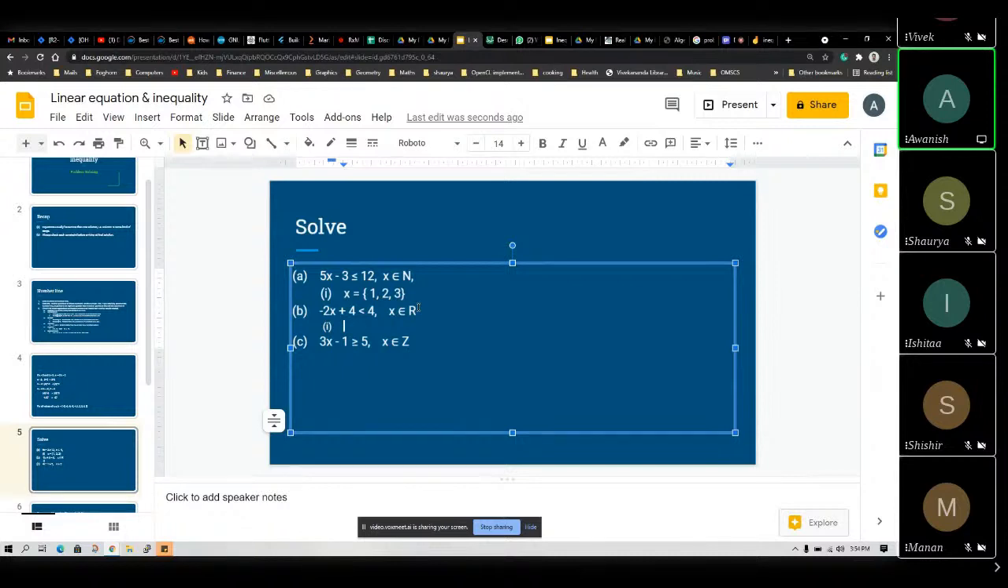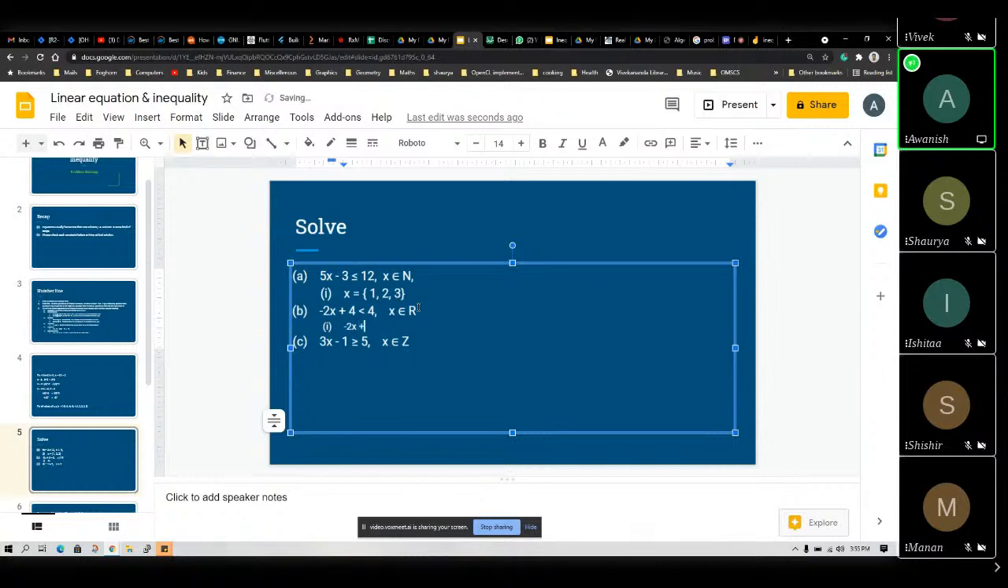Sir, I get the answer to be x equal to 0. You mean x equal to 0? Yes, sir. That's the only answer you get? Let's see. Anyone else got an answer? I got x is greater than 0, all real numbers greater than 0. Okay, let's see.